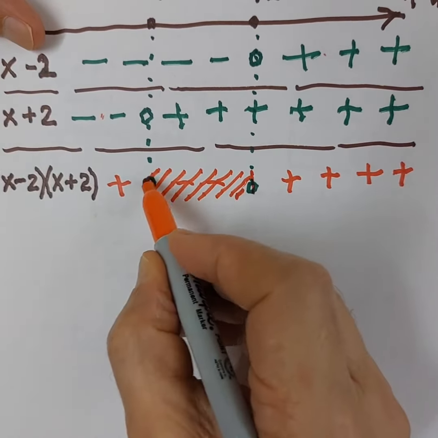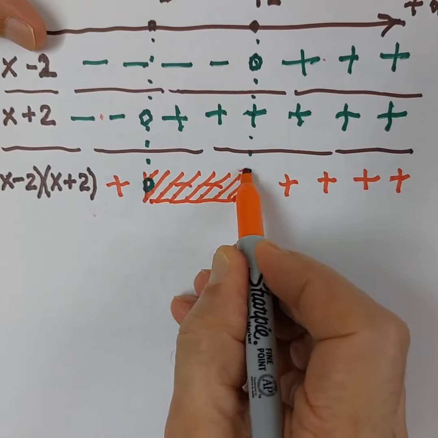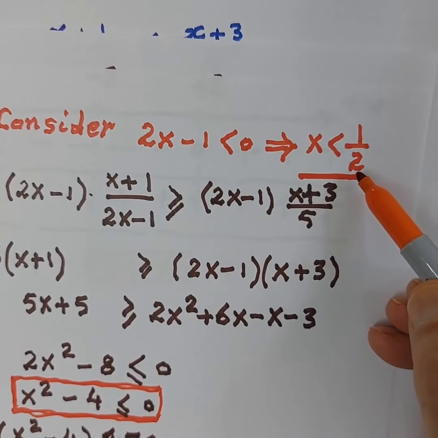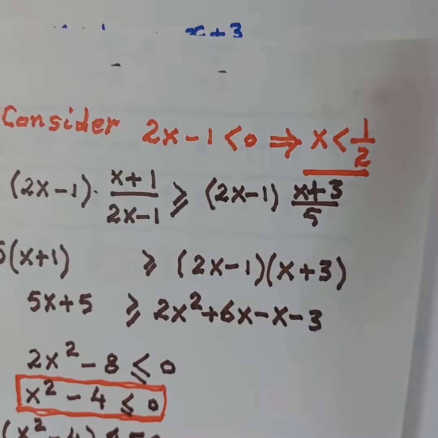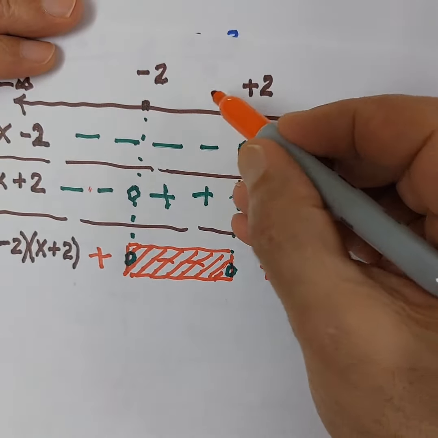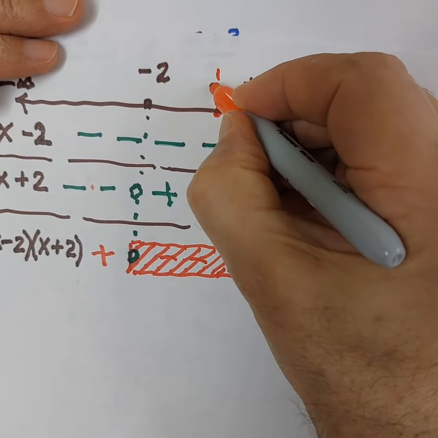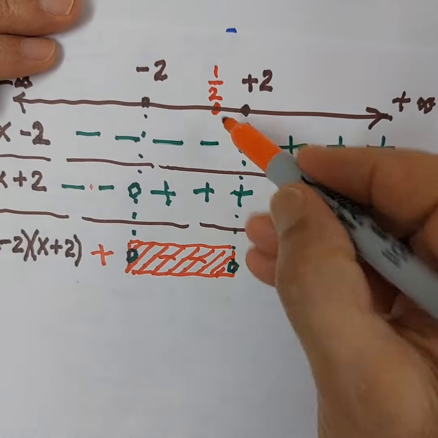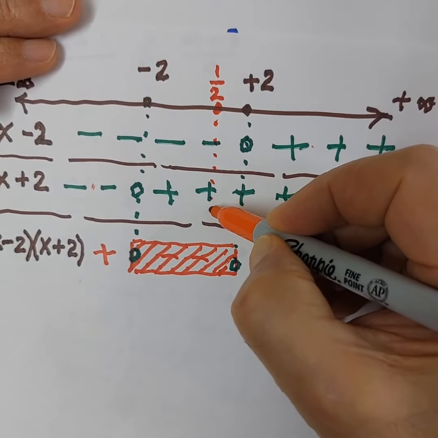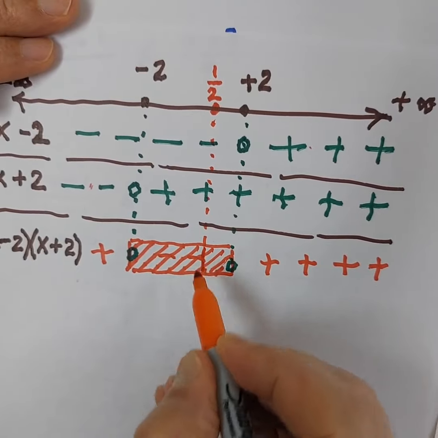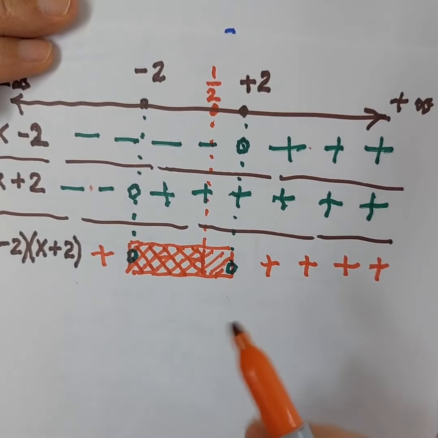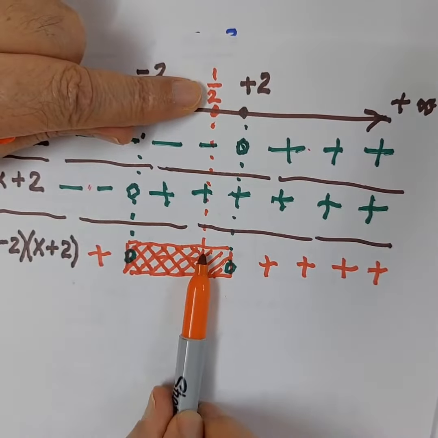But what about the condition we wrote? The condition said x will be less than 1/2. So we take this into consideration. This is 1/2 here. So the answer will not include all this interval, but will include part of it, this part which is less than 1/2, that means on this side of 1/2.